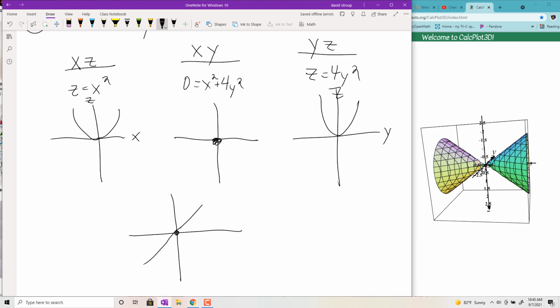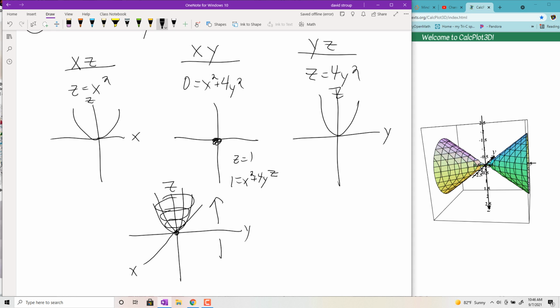So this is x, this is y, this is z, and in the xz plane you have kind of a parabola going like this. In the yz plane you'll have another parabola going like this. And if you were to push out, you would see ellipses. If you let z equal 1 here, you would get 1 equals x squared plus 4y squared. So as you push out in the z direction, you're getting ellipses.